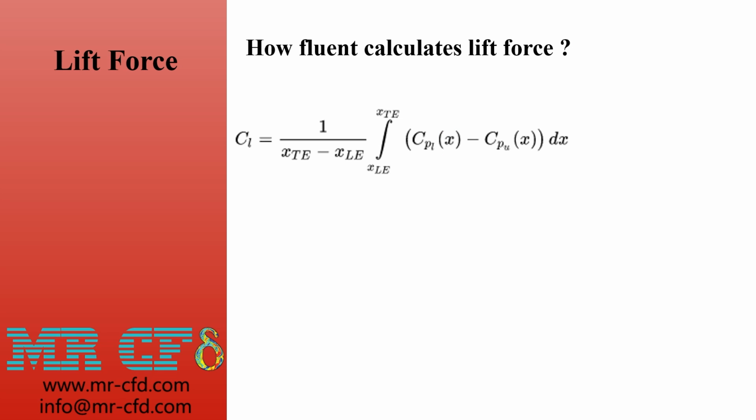So how does Fluent calculate the lift force? All three aerodynamic coefficients are integrals of the pressure coefficient curve along the chord of the airfoil. The coefficient of lift for a two-dimensional airfoil section with a strictly horizontal surface can be calculated from the coefficient of pressure distribution by integration, or by calculating the area between the lines on the distribution.